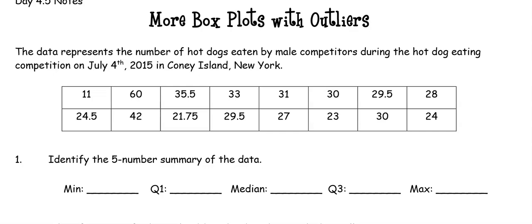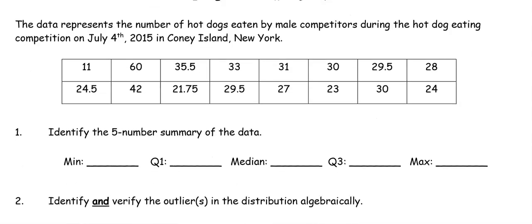So the data in the table represents the number of hot dogs eaten by male competitors during the hot dog eating competition on July 4th of 2015 in Coney Island, New York. So we have our table here of all the different numbers of hot dogs that were eaten. We're going to start off by doing our 5-number summary.